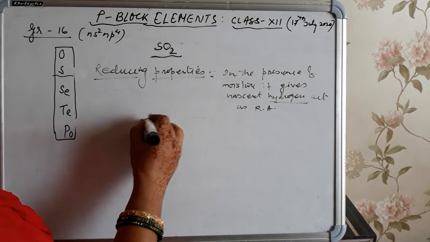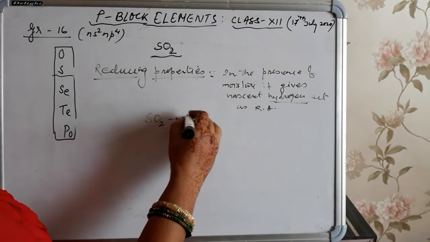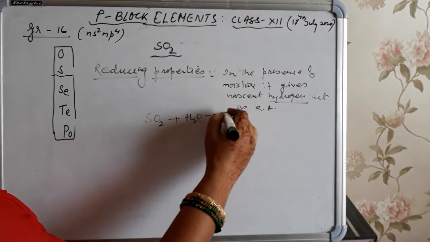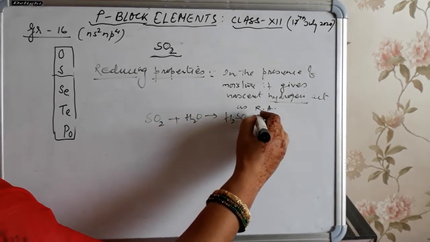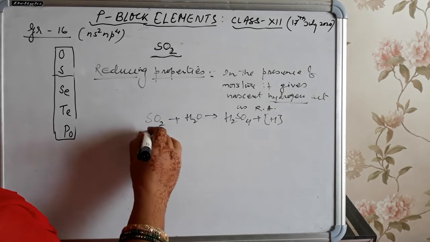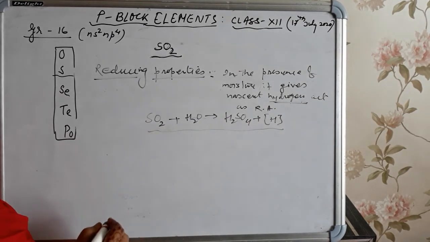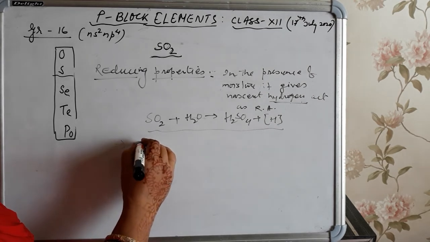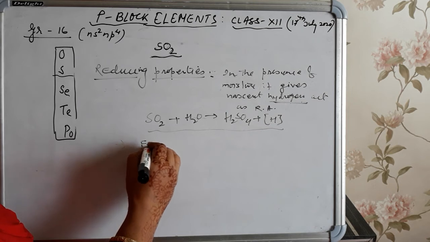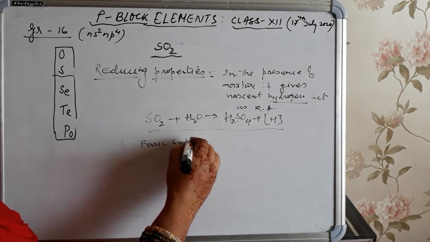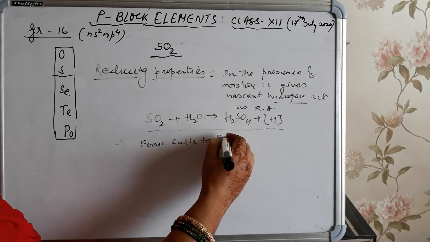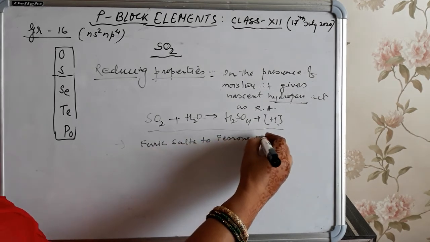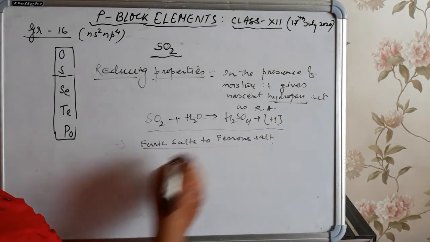So sulfur dioxide treated with moisture will form H2SO4 and give nascent hydrogen. And this hydrogen behaves as a reducing agent. For example, it reduces ferric salt to ferrous salt. It reduces ferric salts to ferrous salts.